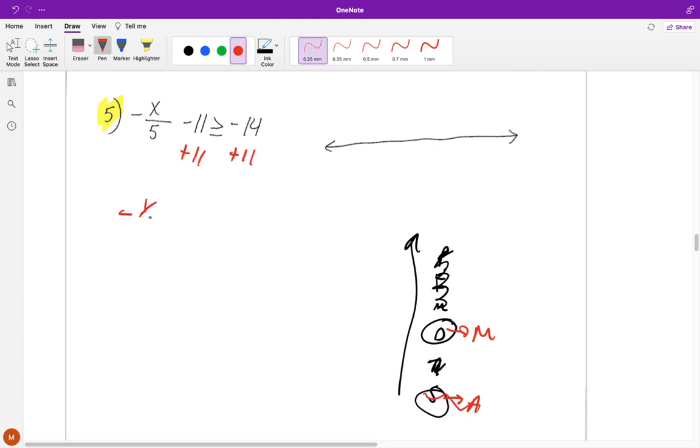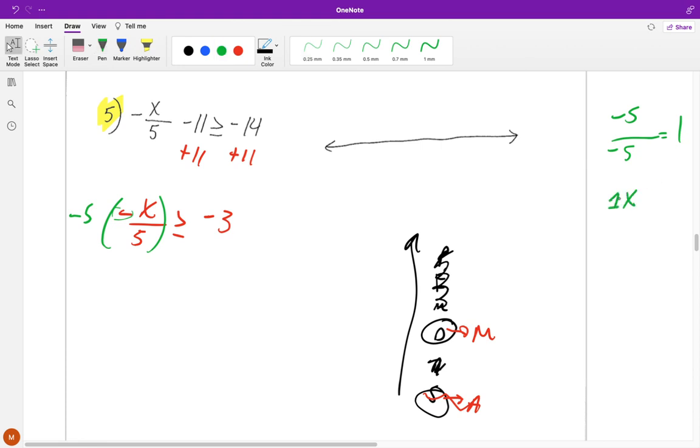So now I get negative x over 5 is greater than or equal to -3. So I can now go to my division. Well, what number am I dividing by? Well, we're dividing by 5, but since this is negative, we're going to treat it that we're being divided by -5. So I'm going to multiply both sides by -5 because I know -5 divided by -5 is equal to 1. And that's what we're trying to do. We're trying to isolate one of our variables so we know exactly what one of them represents. What I do to one side, I have to do to the other. So now I have x.